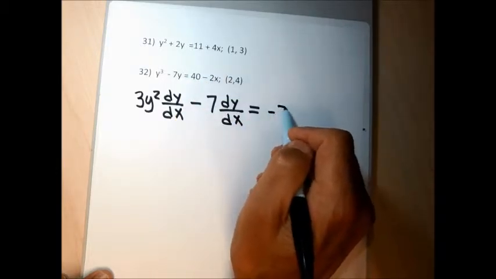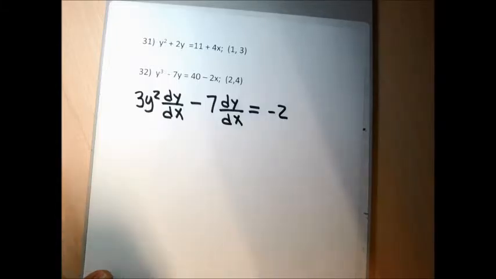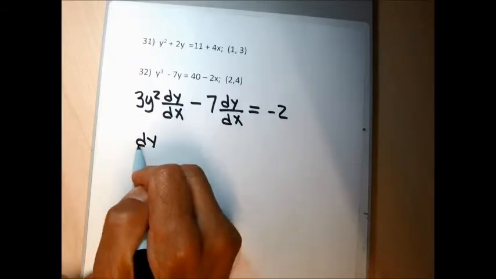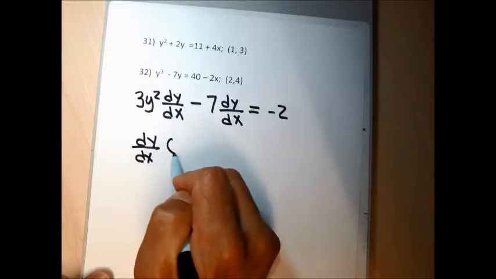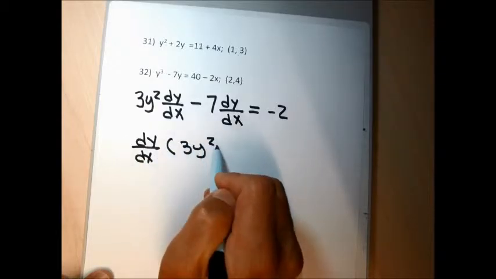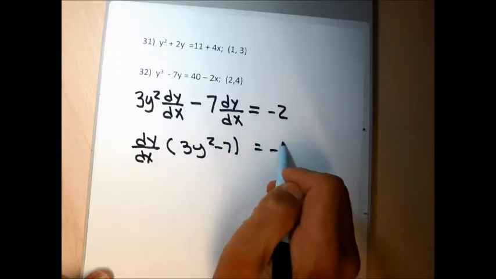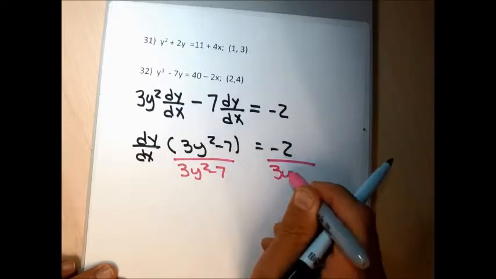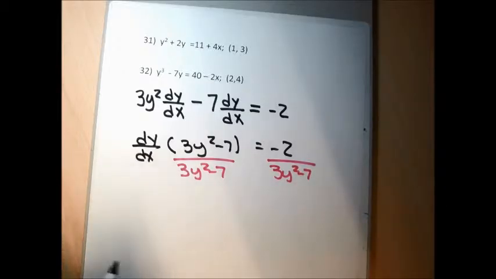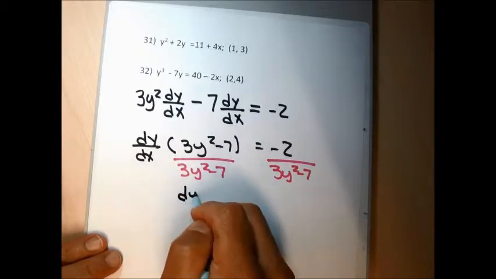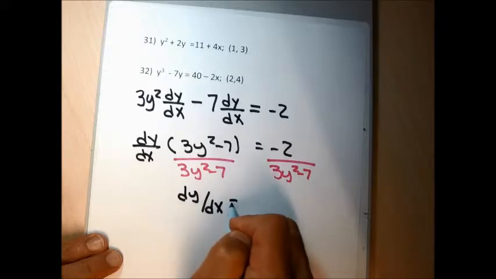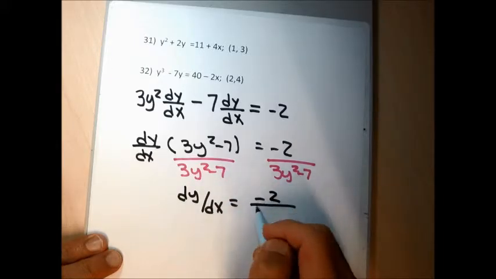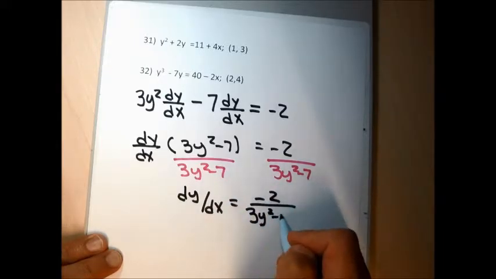The derivative of minus 2x is minus 2. I'm going to factor out a dy dx on the left side. I'll be left with 3y squared minus 7, and I need to divide by the 3y squared minus 7. Wow. My derivative doesn't have an x in it. That's okay. So I'm going to get dy dx equals minus 2 over 3y squared minus 7.